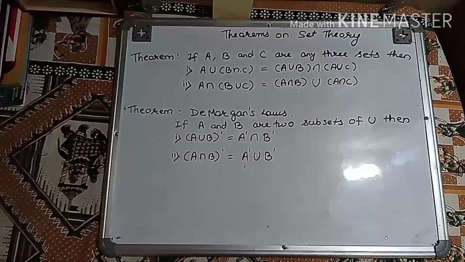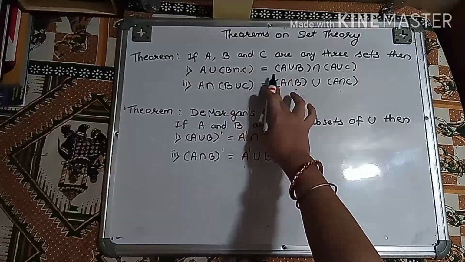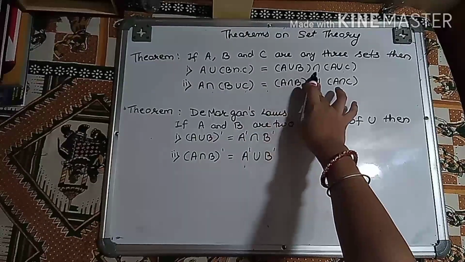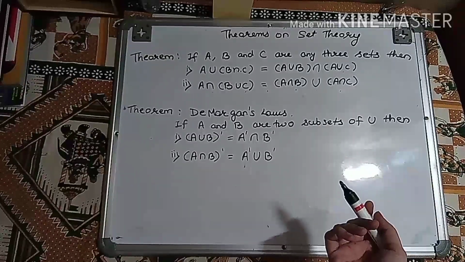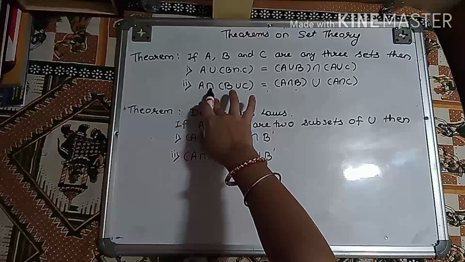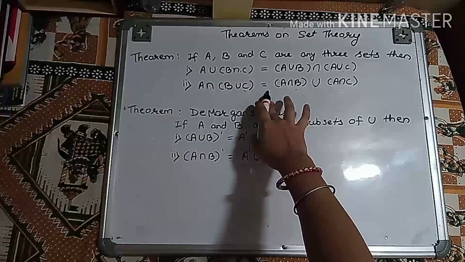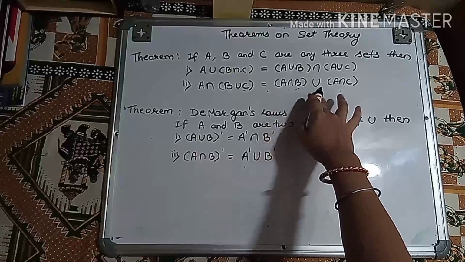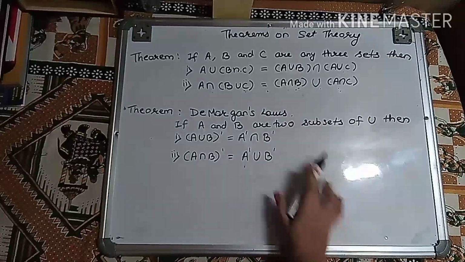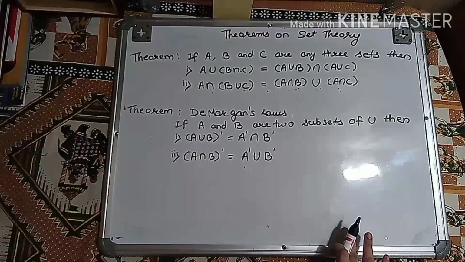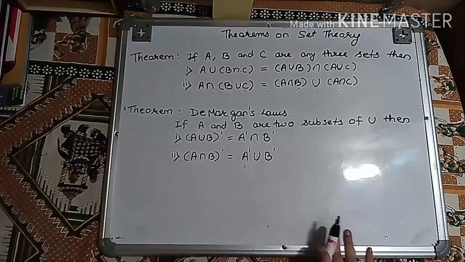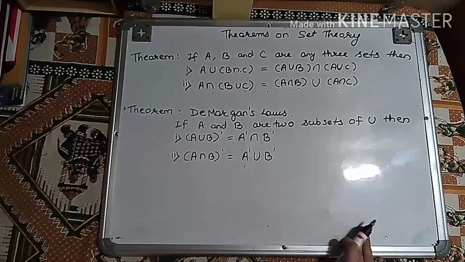Now the next theorem is, if A, B and C are any three sets, then A union (B intersection C) is equal to (A union B) intersection (A union C). This means that union is distributive. Now A intersection (B union C) is equal to (A intersection B) union (A intersection C). This means that intersection is distributive. Means intersection and union both are associative, commutative and distributive.